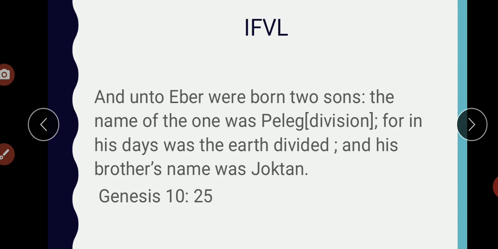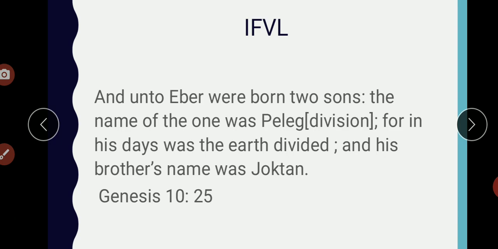Okay, for our IFBL, it says in Genesis 10 verse 25, and unto Eber were born 2 sons. The name of the one was Peleg, for in his days was the earth divided, and his brother's name was Joktan. So what's the relationship of this verse to our lesson today? Remember that our lesson is about measurement and calculation. So it is impossible for the people during this period of Earth's history to divide the earth among themselves if they don't know how to compute or how to measure the earth.